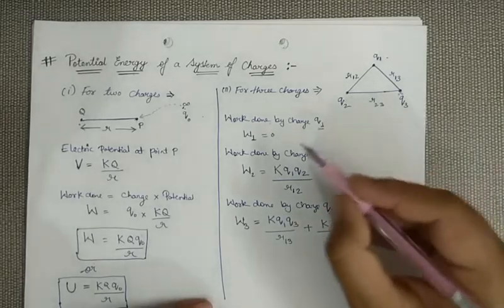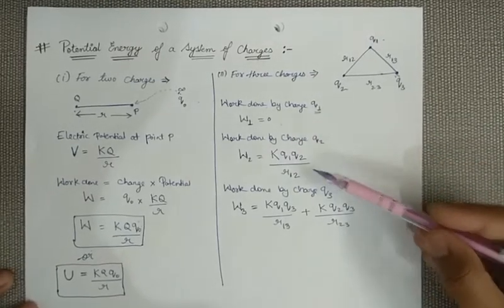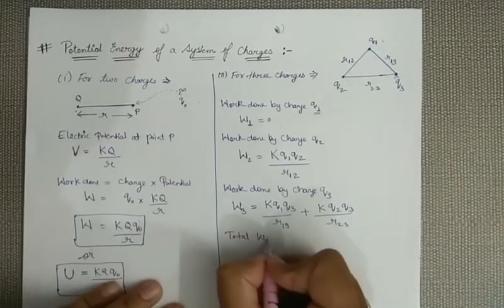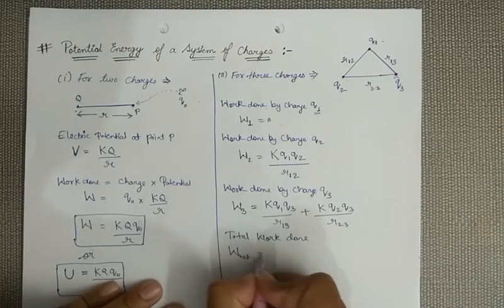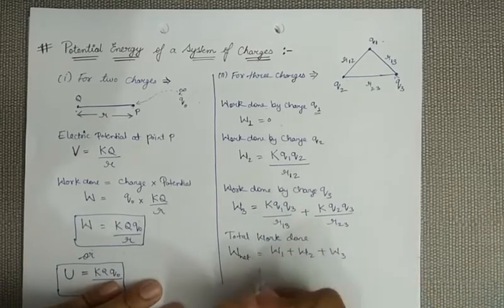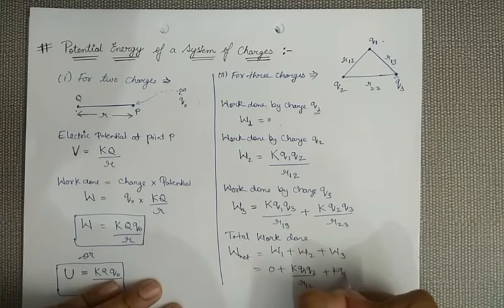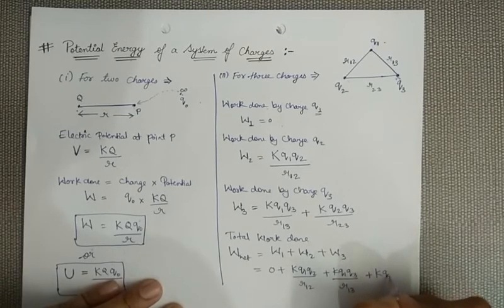So these are the three different works done. First work done is 0, second work done was this, and third work done is this. So the total work done, or we can say the total energy stored in the system, will be W1 plus W2 plus W3. So it is 0 plus K times Q1 Q2 by R12 plus K times Q1 Q3 by R13 plus K times Q2 Q3 upon R23.